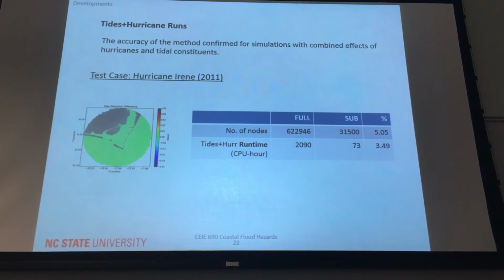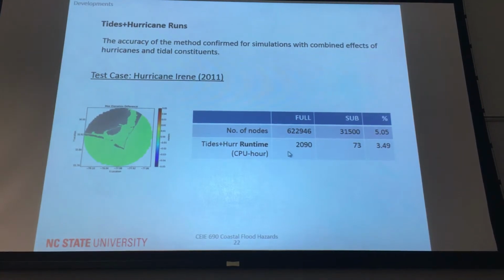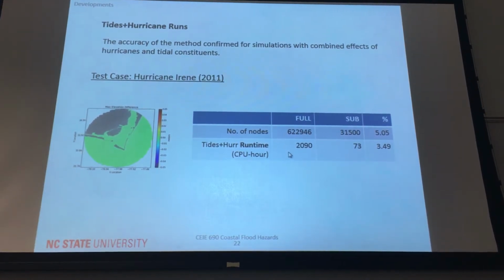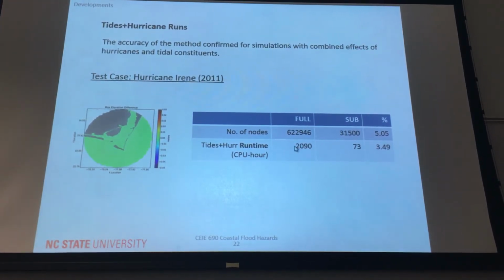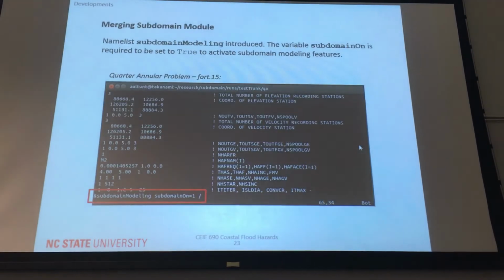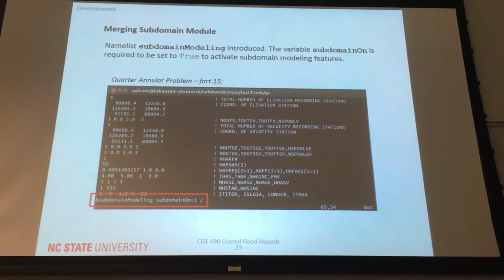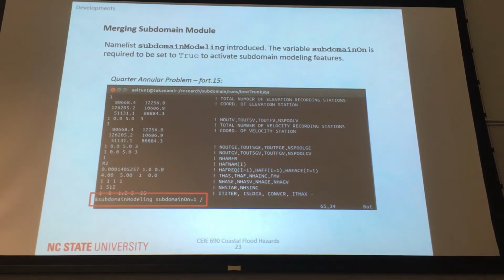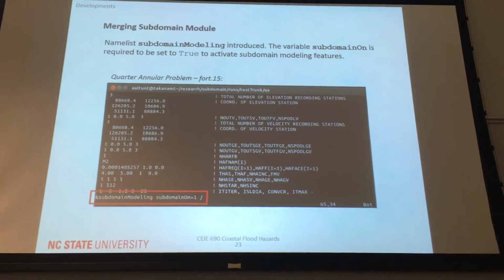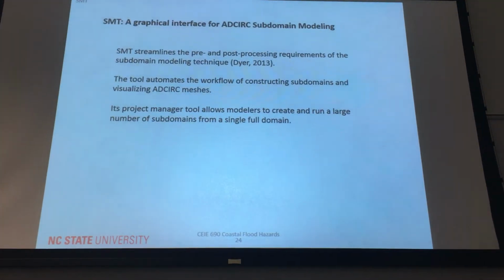of CPU hours. So this was the comparison of runtime: number of cores times hours of run. Over 2,000 on the full domain, 73 on the subdomain. And you'll see that today. It's like a tiny fraction of the difference. This whole process requires you to make some changes to the fort.15. That's all this is showing you, but you'll see it.